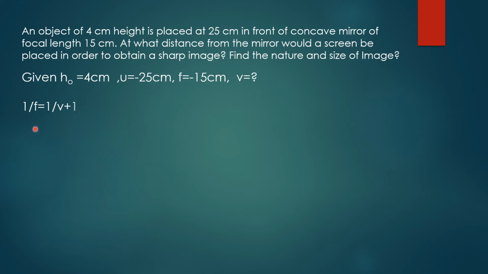Now, we know that the mirror formula is 1 by f is equal to 1 by v plus 1 by u. You need only v. So, make v the subject, that is, 1 by v is equal to 1 by f minus 1 by u. Now, substitute the values of focal length and object distance. By substituting, 1 by v is equal to minus 1 by 15, next, minus of minus 1 by 25, so minus into minus is plus 1 by 25.